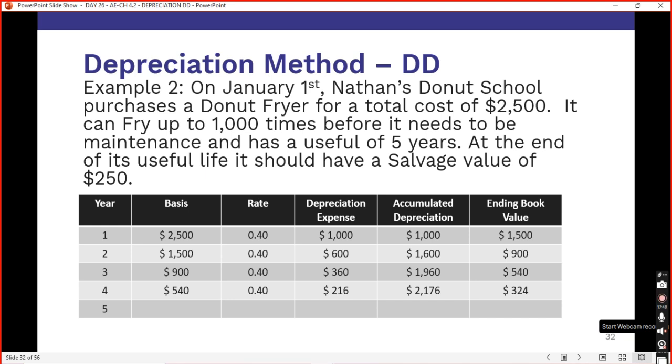324. Okay? So notice this: we're on year 4 and we're at 324. Can I continue to depreciate for another year? Yes, you can, because your book value has not reached salvage value. You're not close to it. The salvage value is 250. We're at 324. Well, let's see what happens.